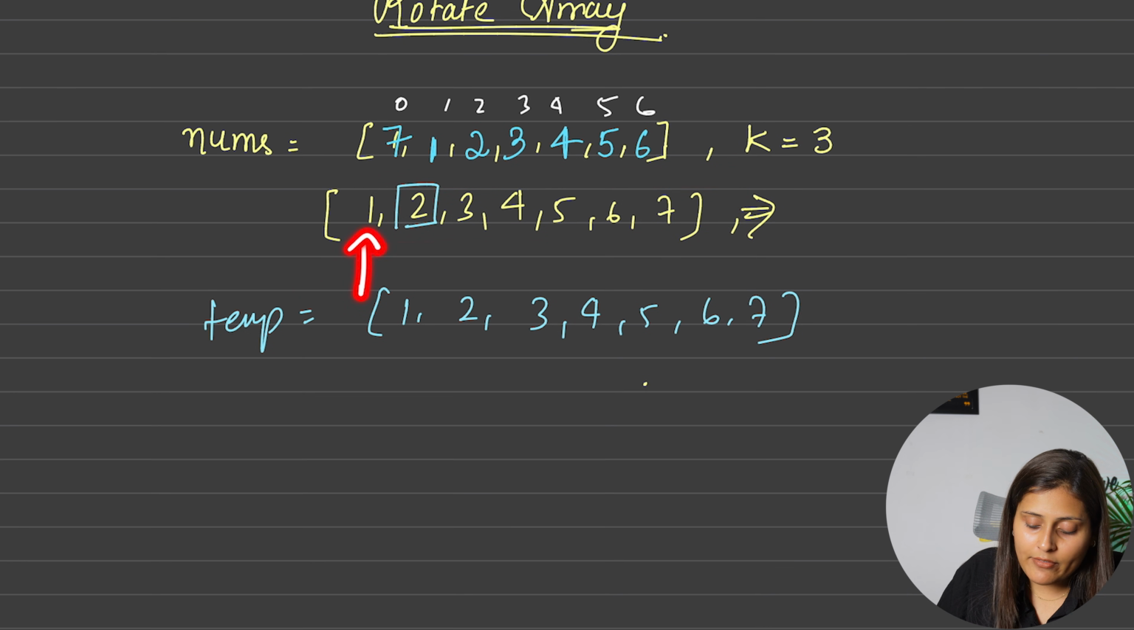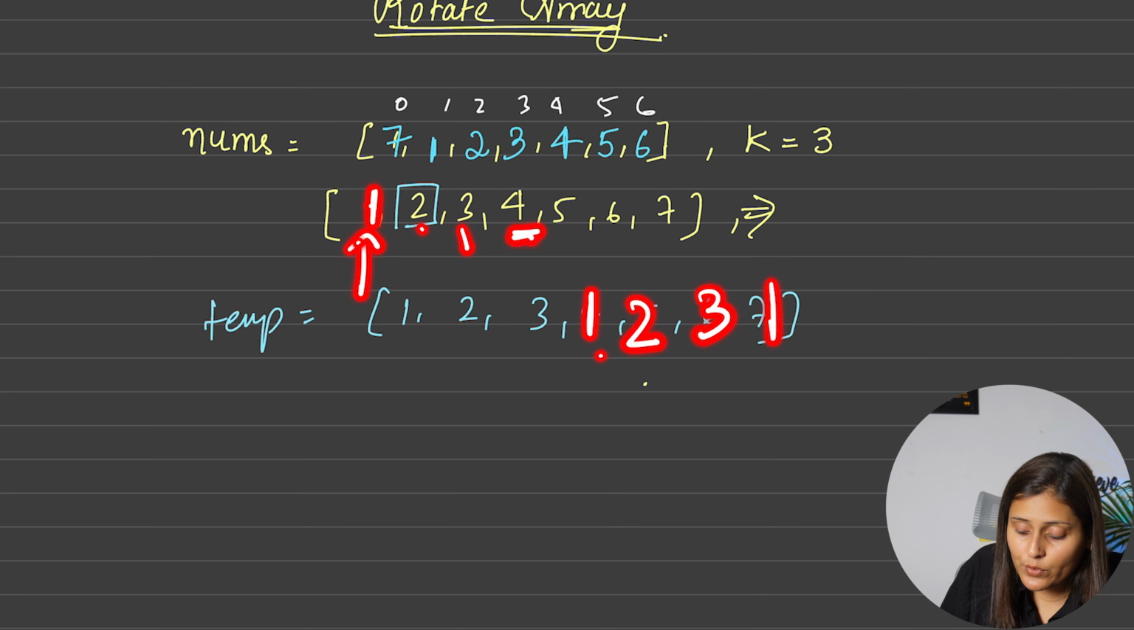And what is this value? The ith index value. So this ith index value you have to keep at (i plus k) modulo n. So you will keep it here. Now the 2 you will keep here. Now 3 you will keep here. Now 4 you will keep here.